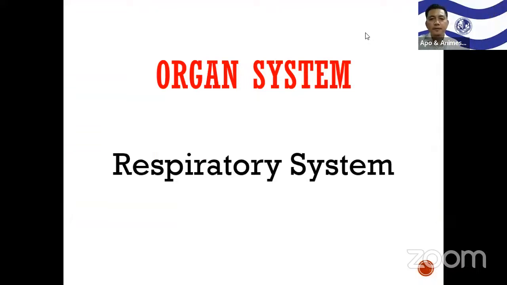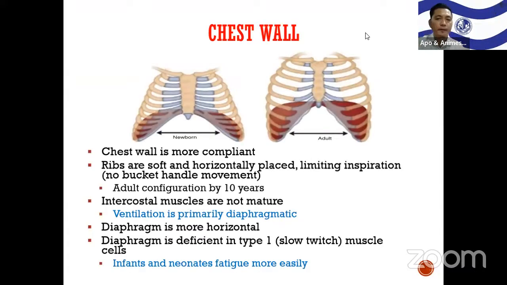Coming to the organ systems, the first is the respiratory system. Firstly, to speak about the chest wall, the chest wall of the baby is more compliant. The ribs are soft and horizontally placed, limiting inspiration. Therefore, bucket handle movement of the rib cage is limited. The adult configuration of the chest wall is achieved by 10 years of age. The intercostal muscles are not mature, and ventilation is therefore primarily diaphragmatic.